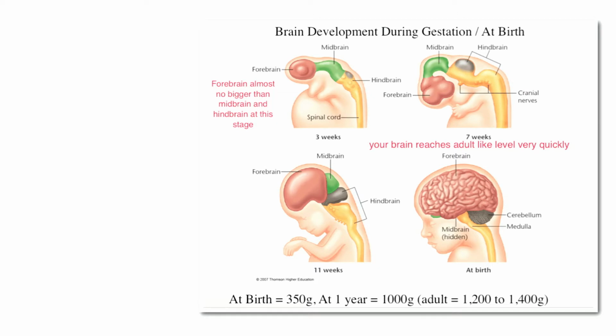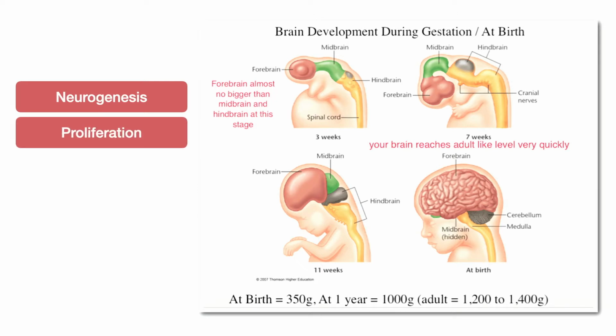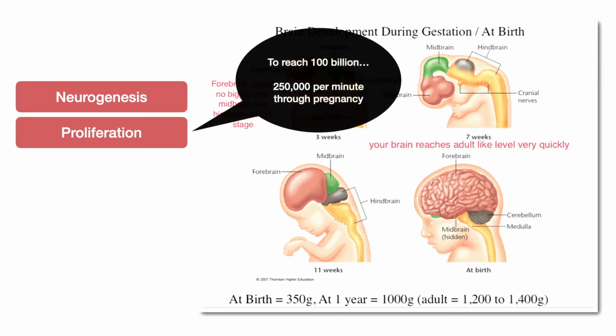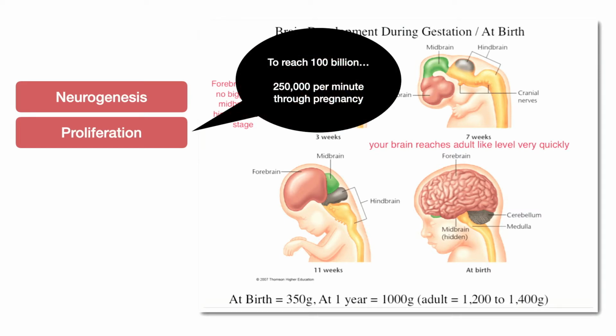So let's look at some factoids related to this. Here we have neurogenesis, the actual processes by which the nervous system develops, and it develops in a number of ways. And one is the proliferation of nerves. This means the rapid development of new neurons, new neurological tissues. And it's kind of staggering to think that from conception until birth, that's about 9 months, we have to produce 100 billion nerve cells. This is a rate of proliferation of 250,000 new nerve cells every minute for 9 months.